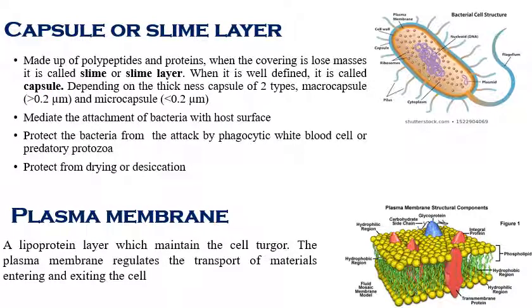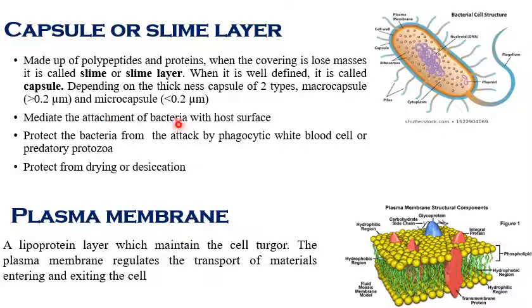Depending on the thickness, the capsule can be divided into two: macrocapsule and microcapsule. Macrocapsule ranges in size from more than 0.2 micrometer in diameter, whereas microcapsule is less than 0.2 micrometer in diameter. What will this capsule or slime layer function as?